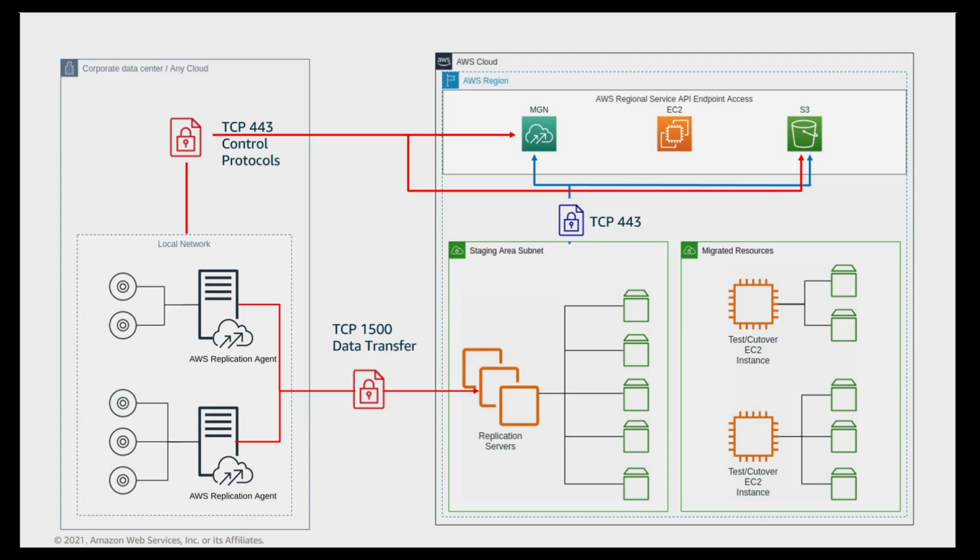Finally, one of the roles of the replication server is to issue an API call to take snapshots of the staging EBS volumes during replication. To do so, connectivity to an EC2 API endpoint on port 443 must also be in place.